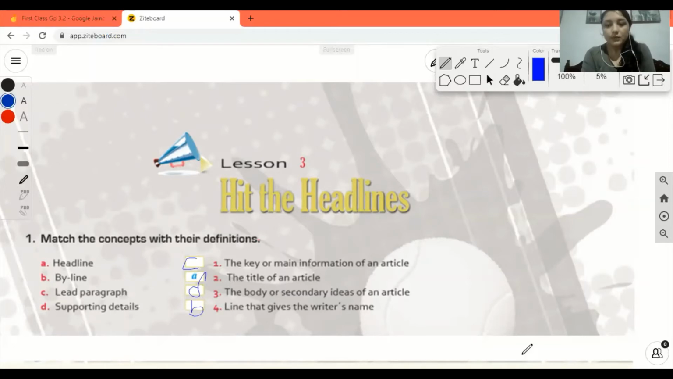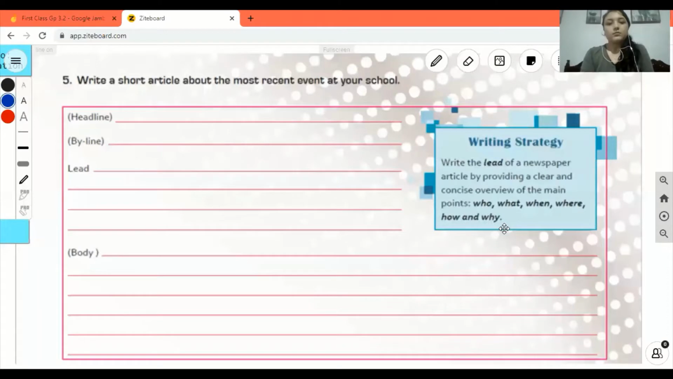So let's move on to the next activity, the writing activity. What we are going to do in this part is to write an article. Don't be scared, it's not difficult. I am going to write first so that you can see the process, what I include in the article, and then you are going to write your own articles.